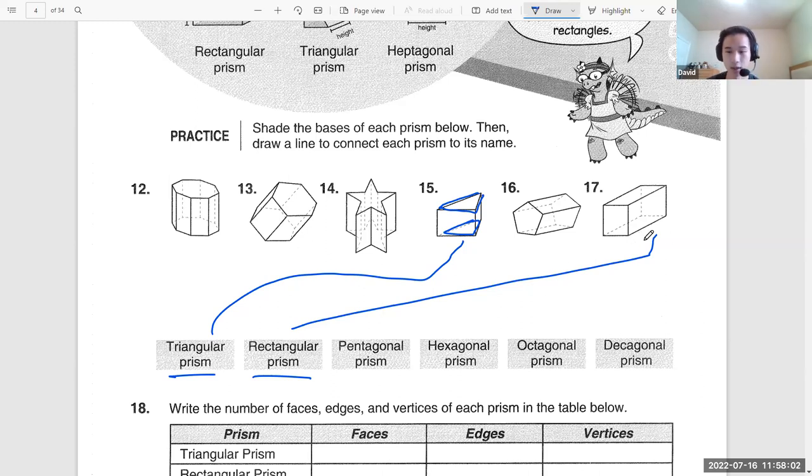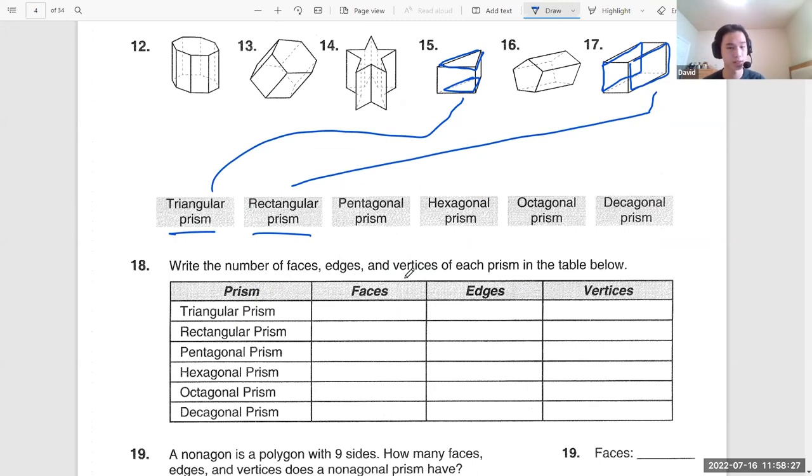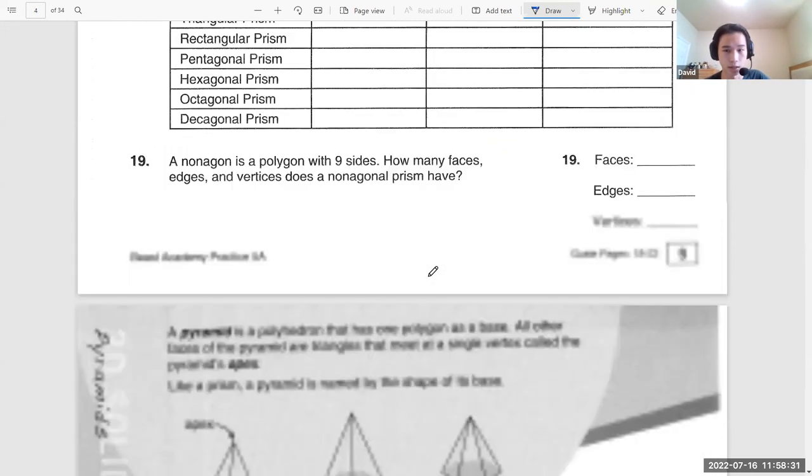So what we see here is that it might look a little weird. We might think, okay, wait a second, these are squares over here. But the prism doesn't always necessarily need to be like the long way, if that makes sense. We have rectangles right here. So this still counts as a rectangular prism because we're taking the rectangle and sort of extending it this way. But yeah, so write the number of faces, edges, vertices in each prism. We just did some of that, so I think you guys got that down pretty well.